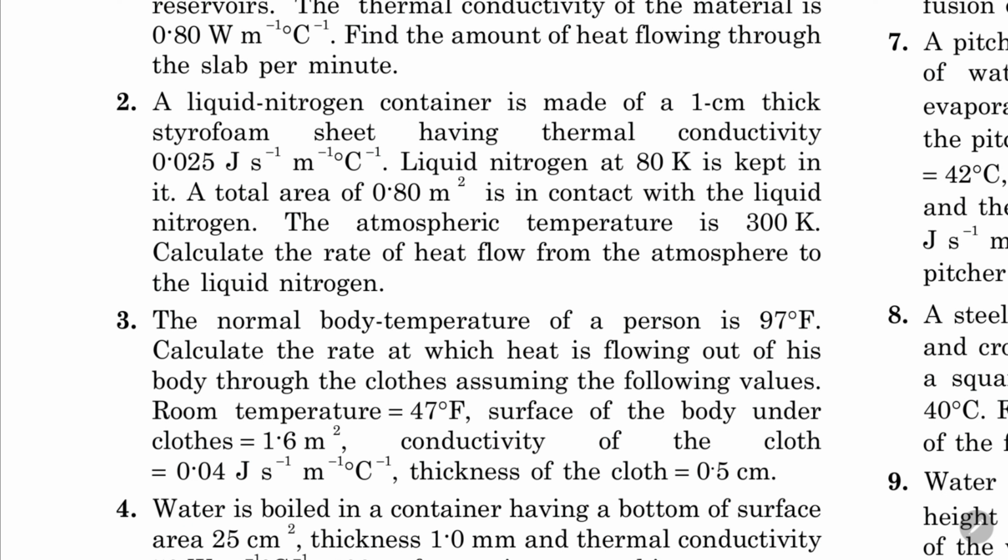In the second question, a liquid nitrogen container is made up of 1 centimeter thick styrofoam sheet having thermal conductivity 0.025 joule per second per meter per degree Celsius. Liquid nitrogen is at 80 Kelvin and it is kept in it. Now the total area of 0.8 meter square is in contact with the liquid nitrogen. Atmospheric temperature is 300 Kelvin. We need to calculate the rate of heat flow from the atmosphere to the liquid nitrogen.